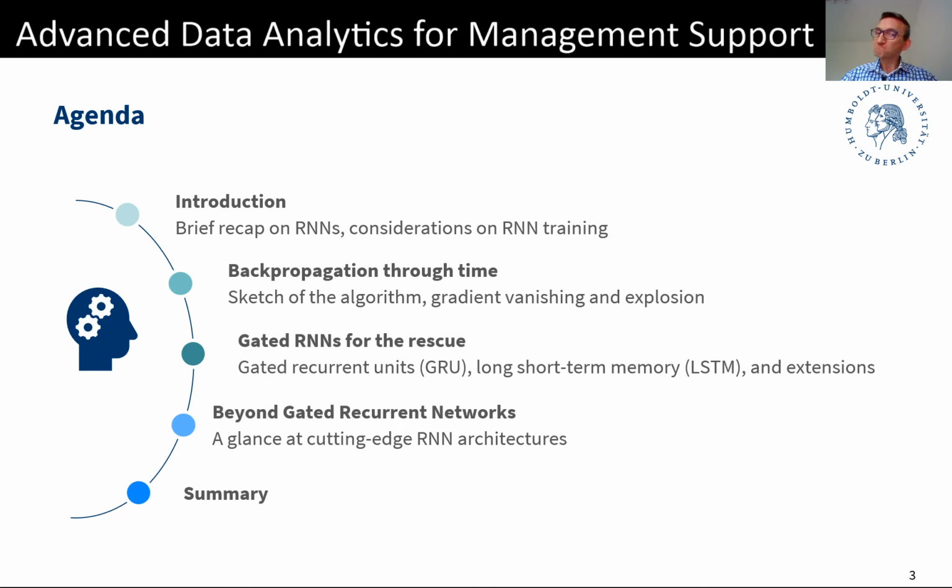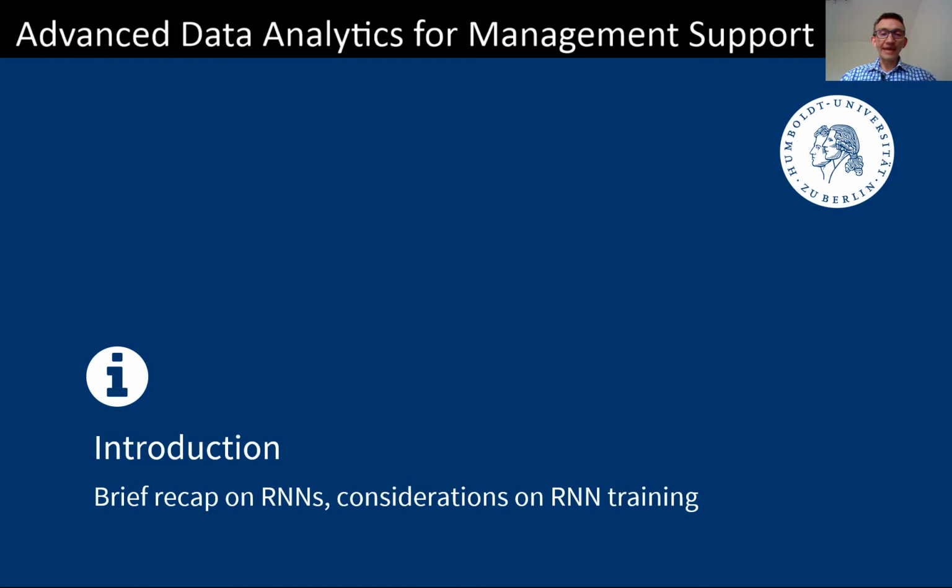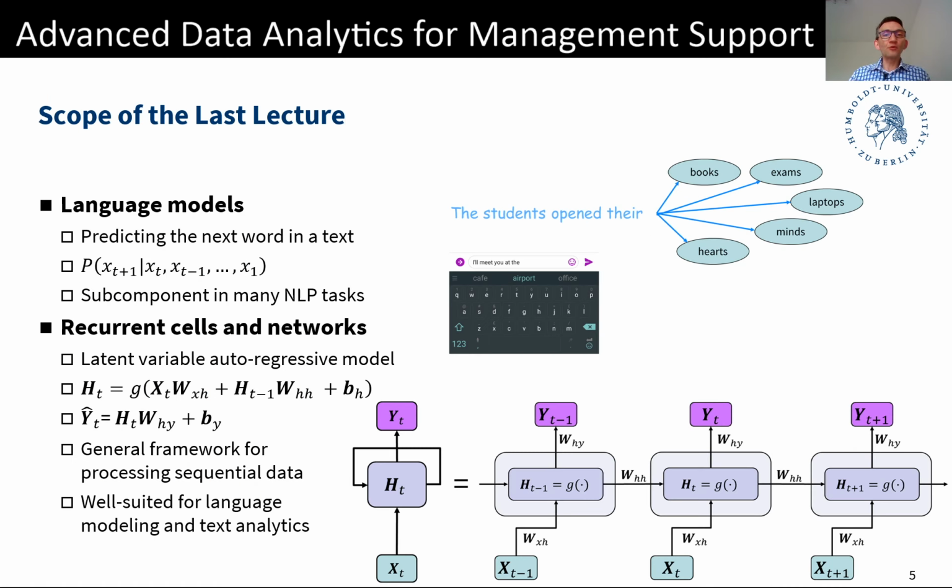In particular, we will start with a brief recap of the last session and then prepare the next part with some considerations on the training of recurrent neural networks, which so far we have left out. So concerning the last session, we looked at sequential data and we introduced text data as a specific form of sequential data.